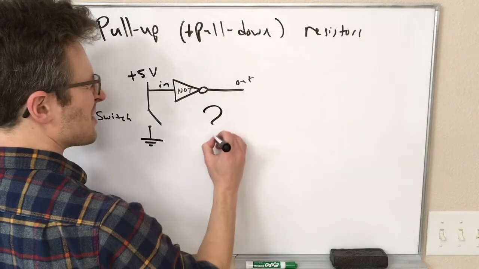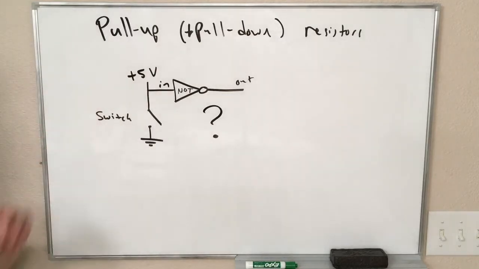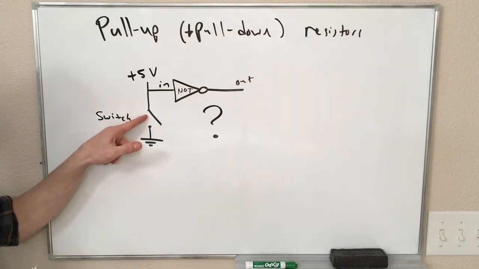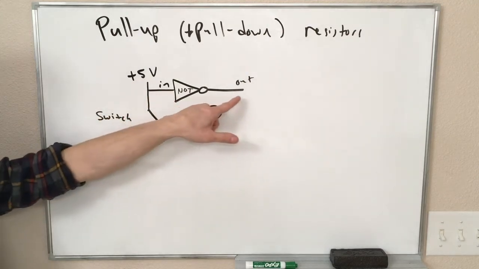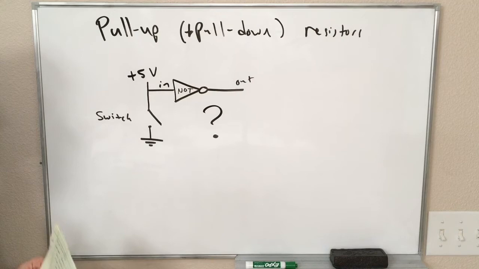I'm going to put a question mark next to this because this is a hypothetical circuit that we're going to see is not ideal. So would something like this work? If the switch is open, 5 volts is connected to the input, which is what we want, so the output is going to be 0. That makes sense, that works.